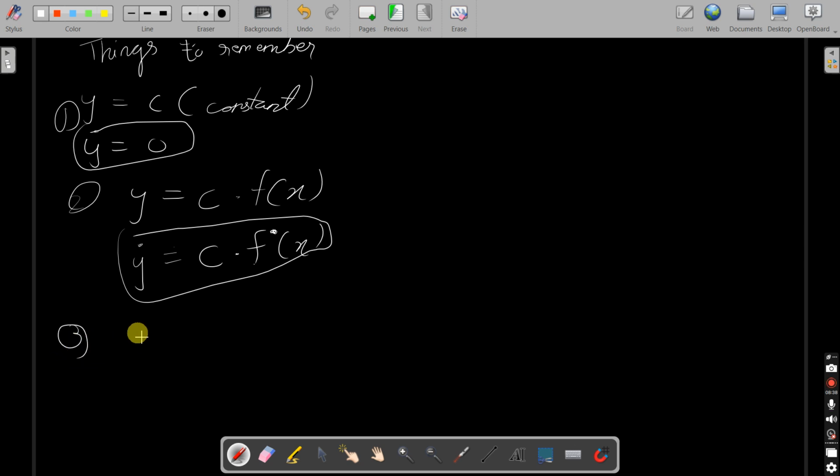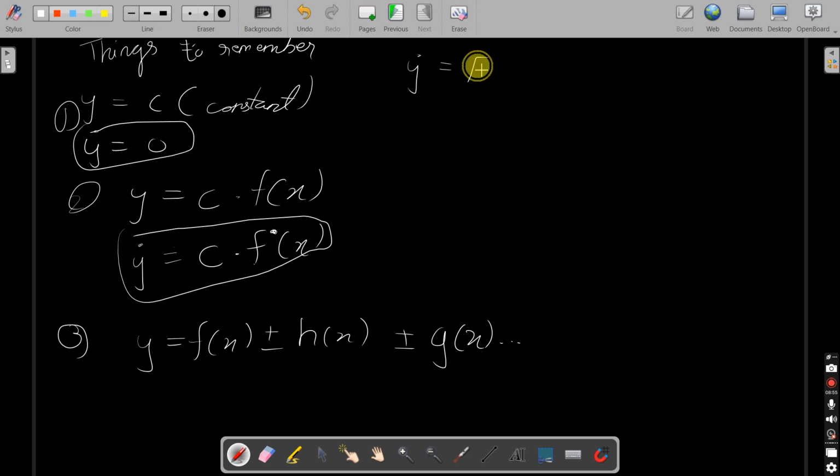Third, if y is f of x plus or minus h of x plus or minus g of x, then dy by dx will be the differentiation of f of x plus or minus the differentiation of h of x. We will differentiate each term separately.